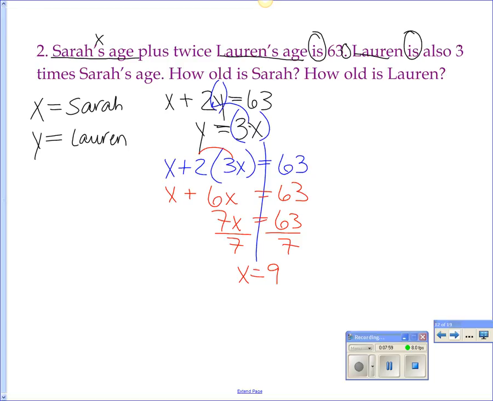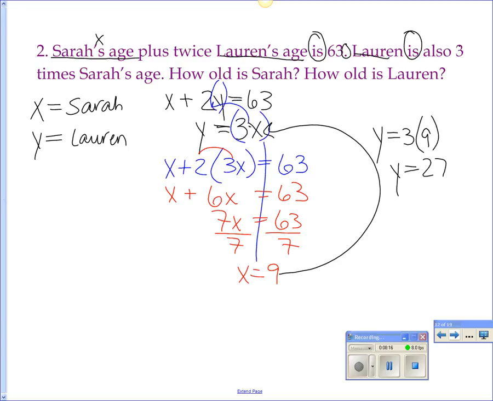Zach, which one would be easier to plug it into, the top one or the bottom one? The bottom one would be a lot easier to work with. It's got a lot less going on. So y equals 3. I know what x is. X is 9. So what's 3 times 9? Okay, so Sarah is 9 years old and Lauren is 27 years old.